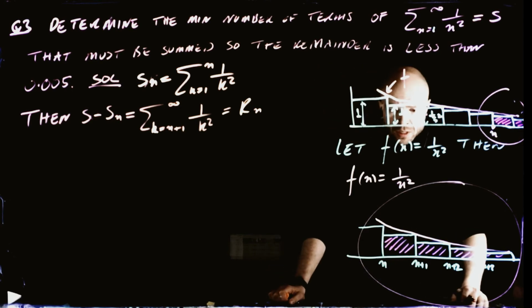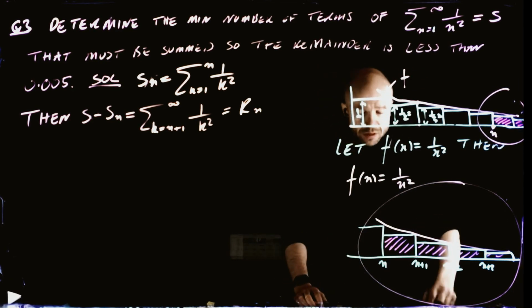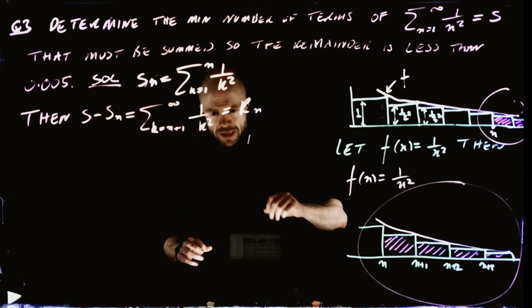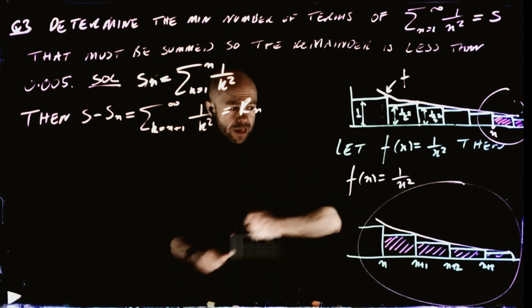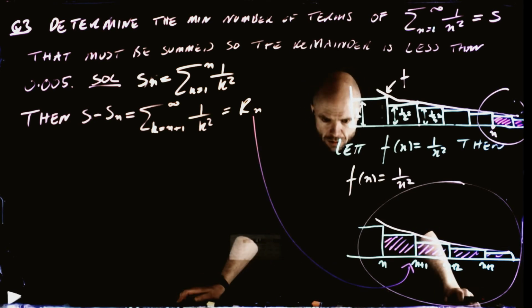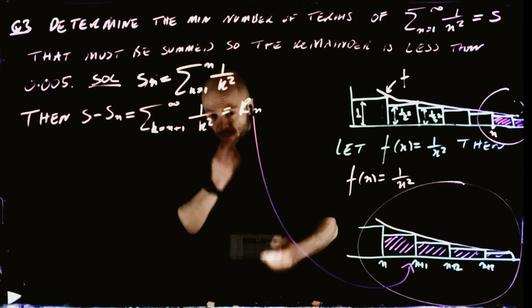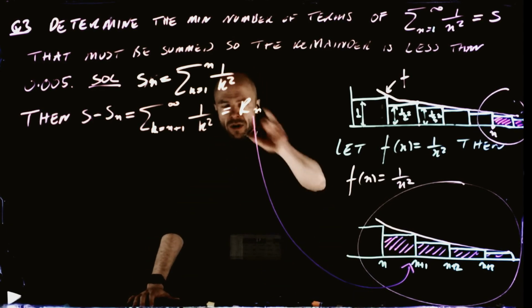Cool. So, look at this. What we want to do is to estimate this thing from above. And what does this represent on this picture? This thing represents the area of all of these red blocks. Okay. Cool. So, what can we do? Look at the picture, tell me what we can do to estimate what R_n is from above.